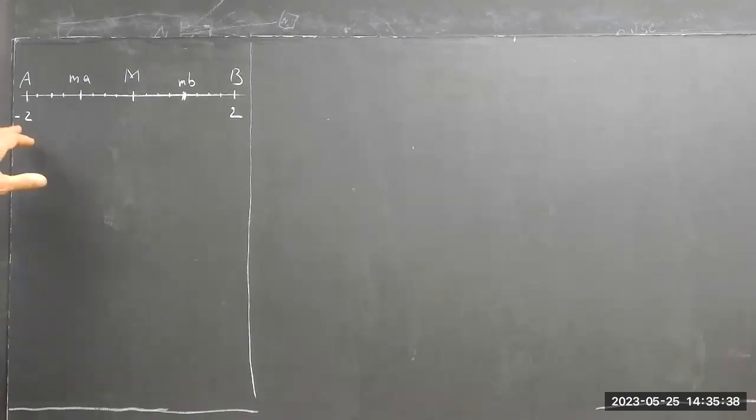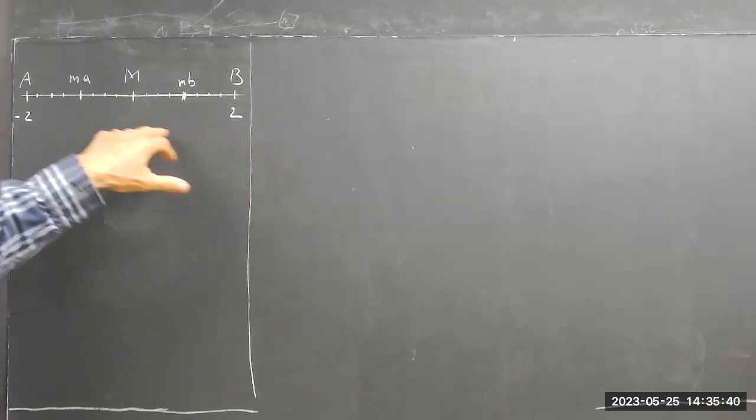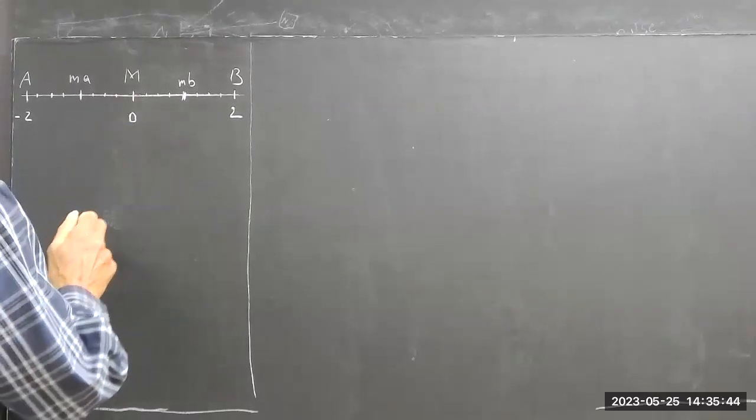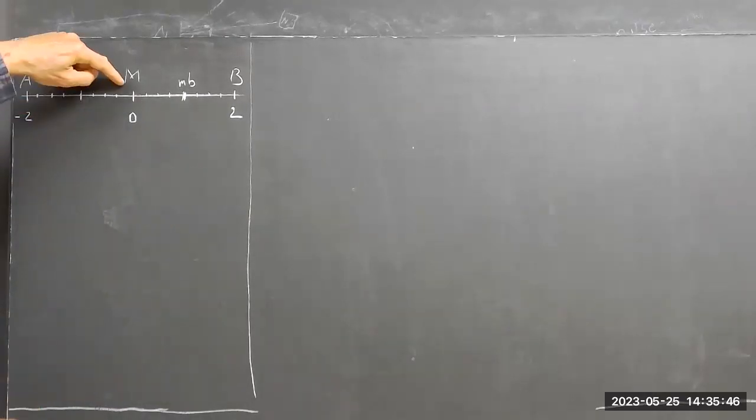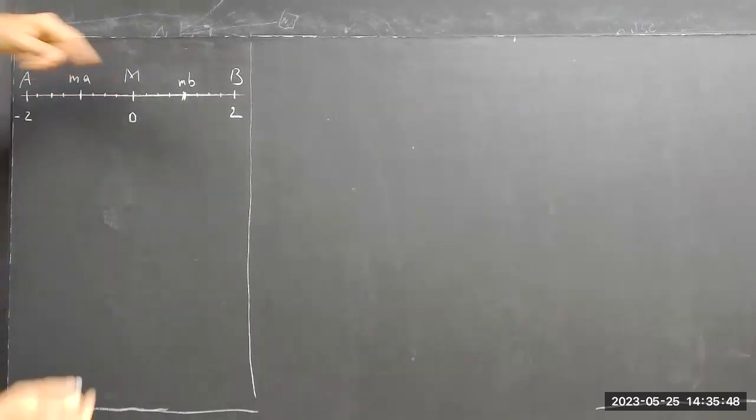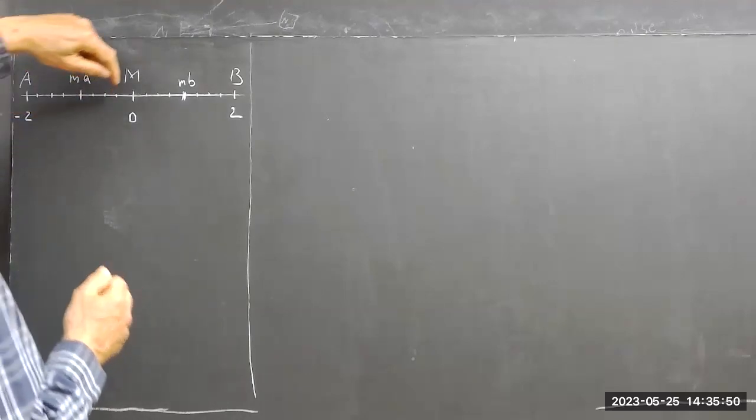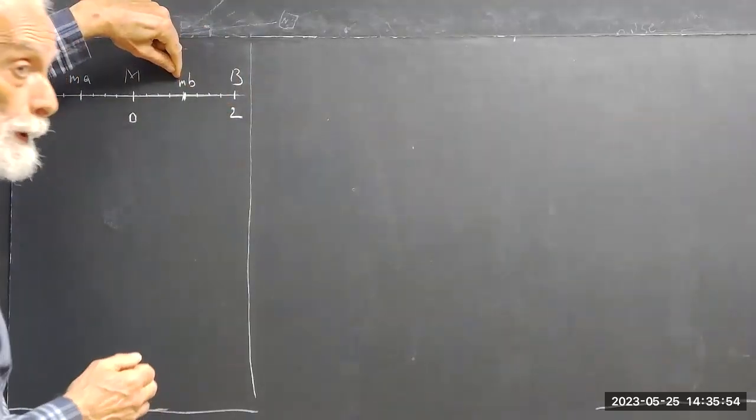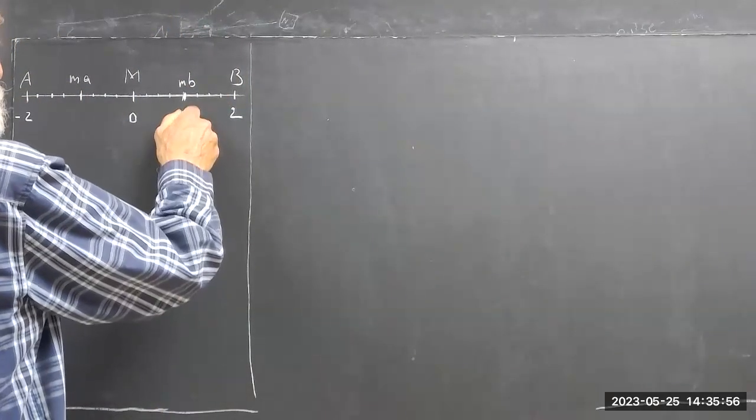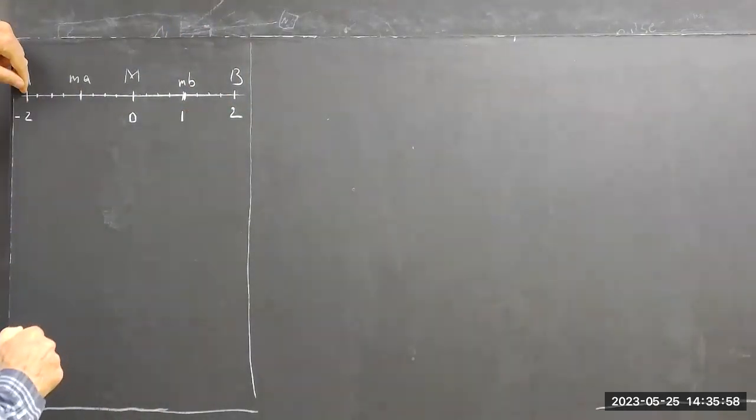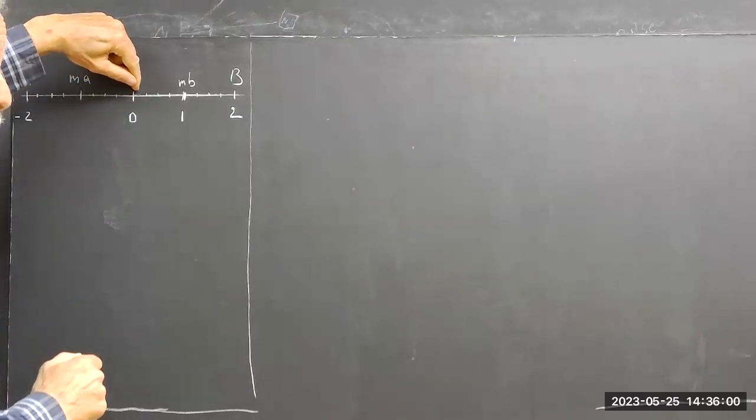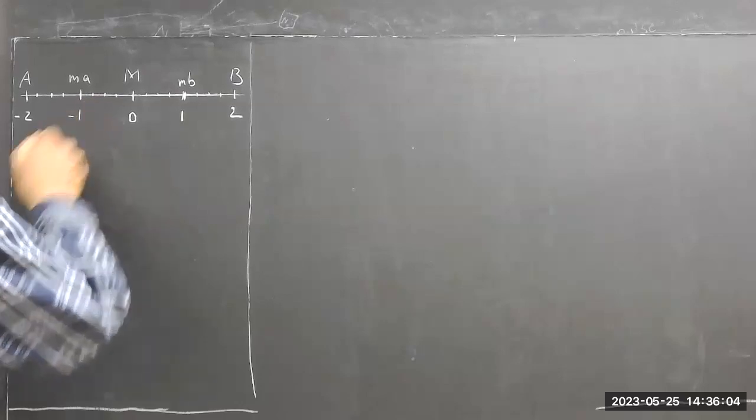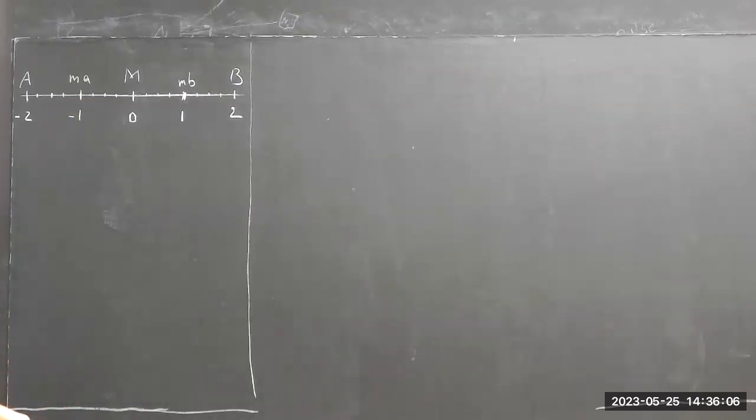Well, halfway between -2 and 2 would be 0. Now, maybe you got that, maybe you didn't, but there it is. Hopefully you understand that. Okay. Now, what's halfway between 0 and 2? That would be your MB. That would be 1. What's halfway between -2 and 0? Well, that's MA, and halfway between -2 and 0 is -1.